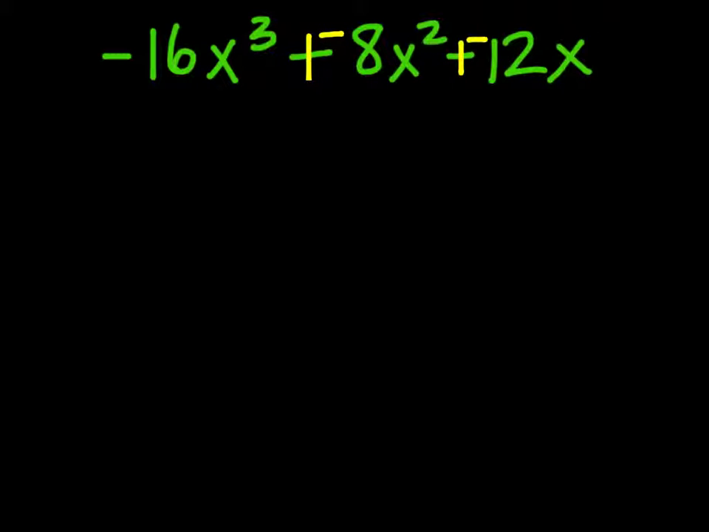plus a negative. That way that negative sign is attached to a number and is not a subtraction sign anymore, because the subtraction kind of makes things a little more difficult. So now, first step, we need to find the GCF of these factors.